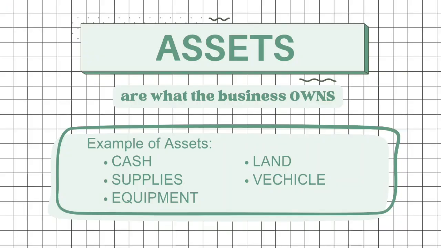Assets. Assets are what the business owns. These are the things the business uses to operate every day. Examples include cash for payments, supplies for daily use, equipment for work, vehicles for transportation, and land for long-term use.